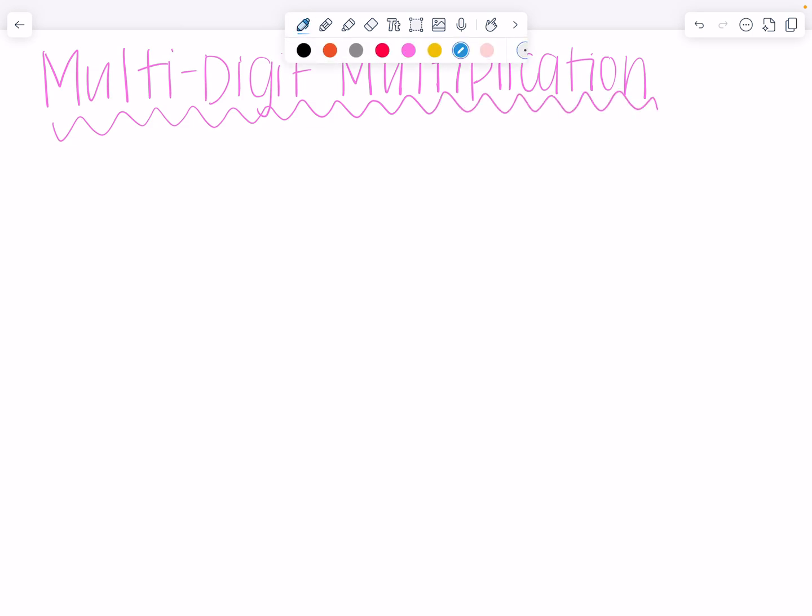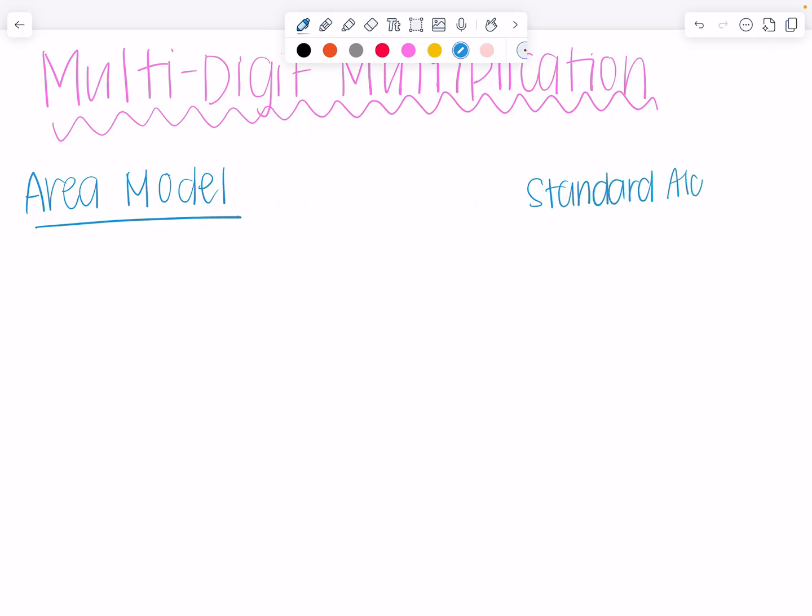multiplication. So as y'all know, we have two different ways that we can solve this. We have our area model, and then we can also do partial products. Y'all know Miss Anderson is not a fan of that. I just do it with area model. And then we also have a standard algorithm.